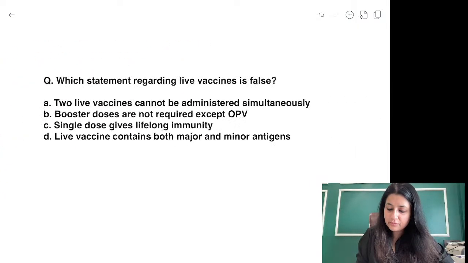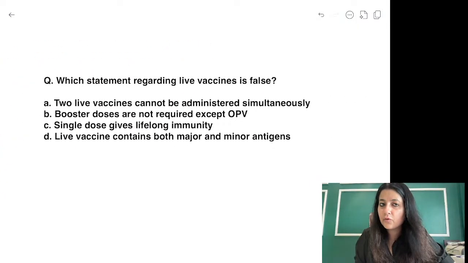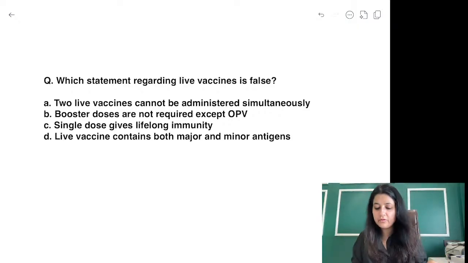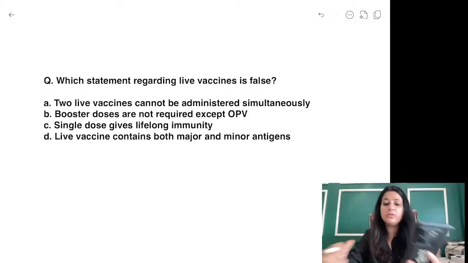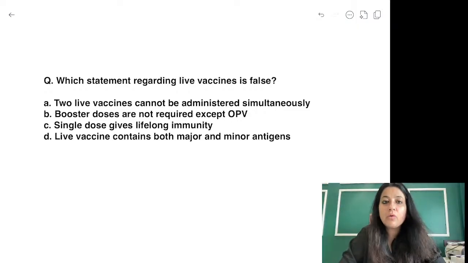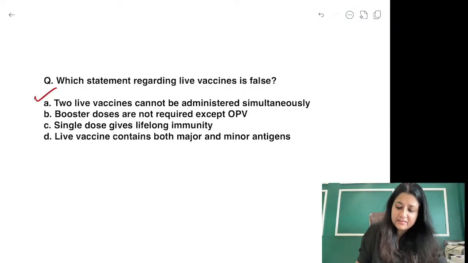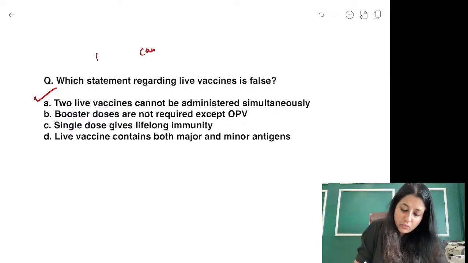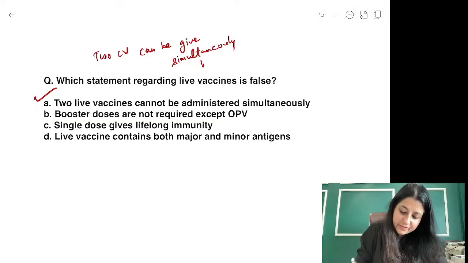Chalo, let us do this one. Which statement regarding live vaccines is false? 2 live vaccines cannot be administered simultaneously. Booster doses are not required except OPV. Single dose gives lifelong immunity. Live vaccines contain both major and minor antigens. So what is correct? Now, 2 live vaccines cannot be administered, that is incorrect. Two live vaccines can be given simultaneously, but where? At different sites.